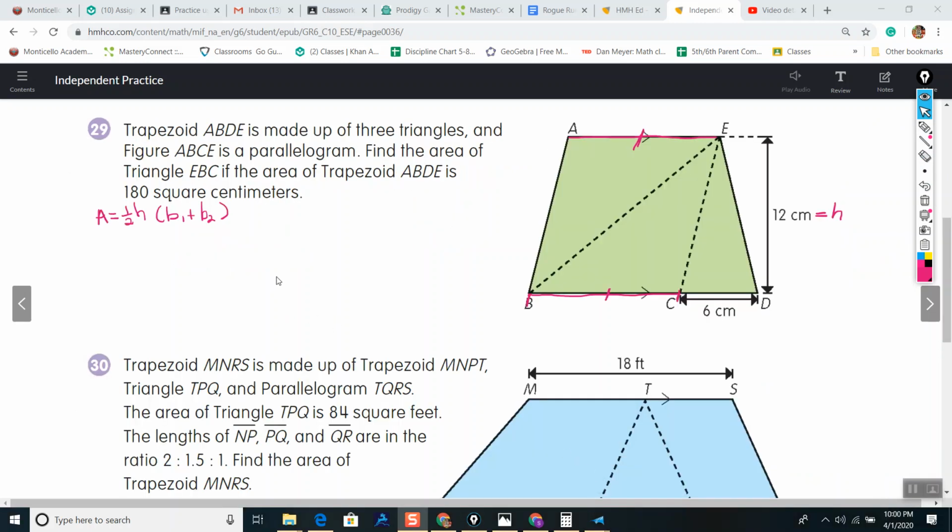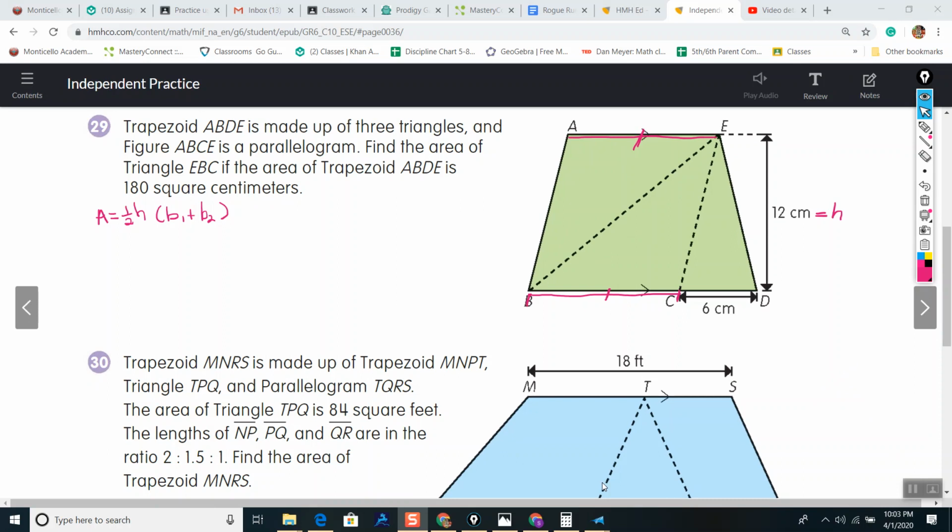Okay, so now we're on to number 29 on page 190. So it says trapezoid ABDE is made up of 3 triangles, and figure ABCE is a parallelogram. Find the area of triangle EBC if the area of trapezoid ABDE is 180 square centimeters.